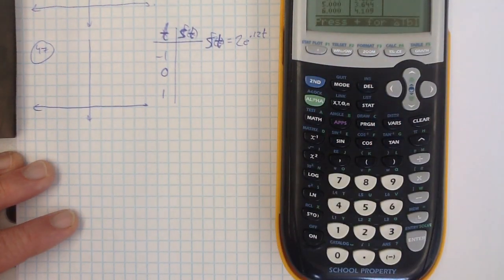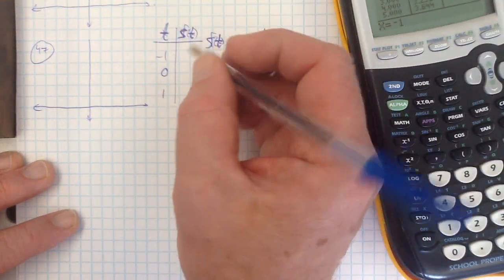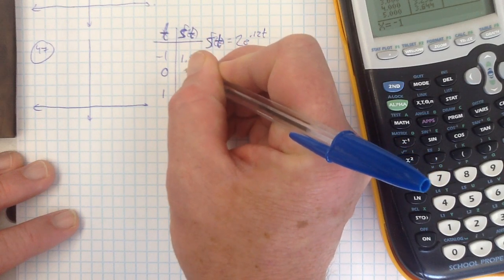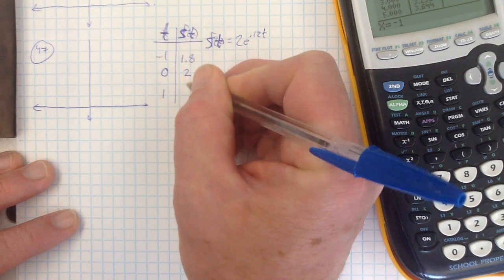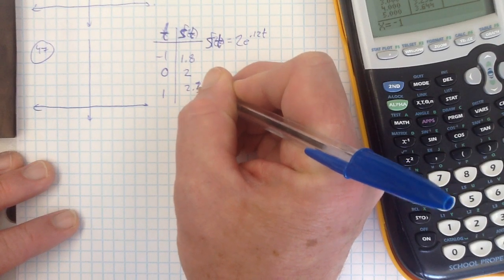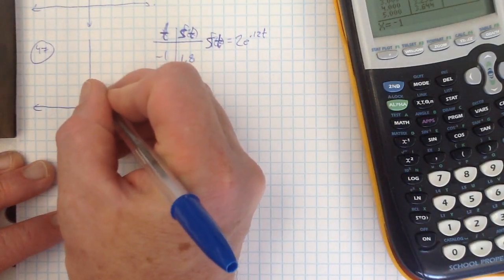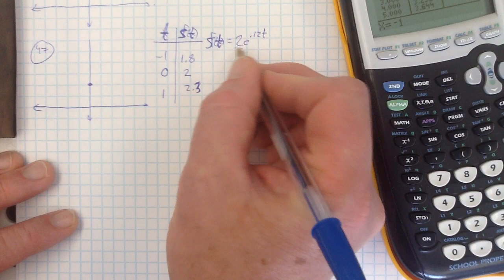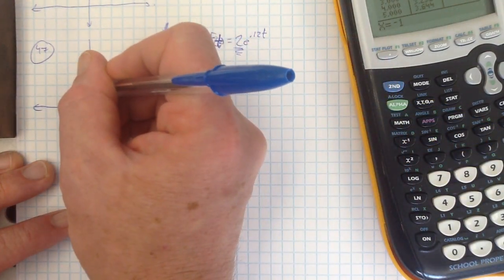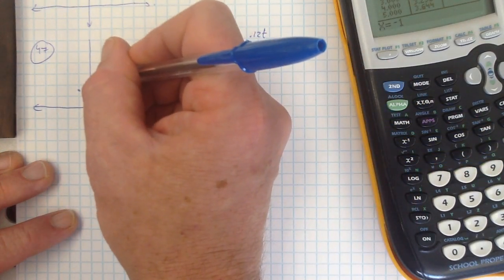Go to the table, and my -1 is 1.8, 2, and 2.3 if I round to the nearest tenth. Okay, so 0, 2. It's not 0, 1 because of that multiple there. And then -1, 1.8, and at 1, it's 2.3.